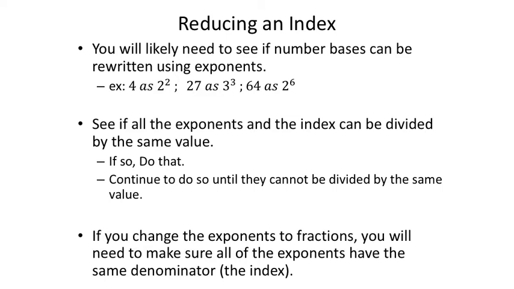But they need to come out as common denominator fractions, so that as you change those exponents into fractions, after you've simplified those fractions, you can change them back into their root form. So that may not make a ton of sense. Hopefully the example will clarify that, which we've already done. But if you change the exponents to fractions, you will need to make sure all the exponents have the same denominator, which I just said, okay?